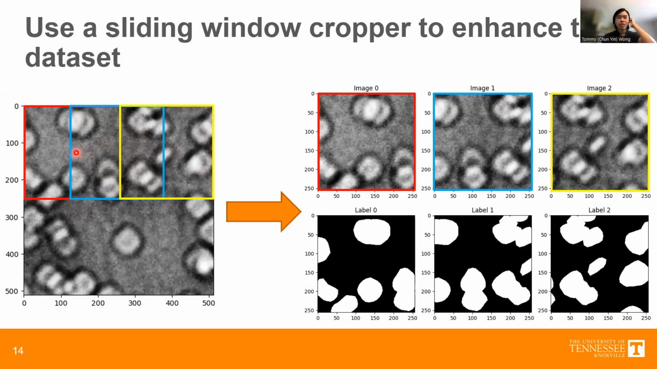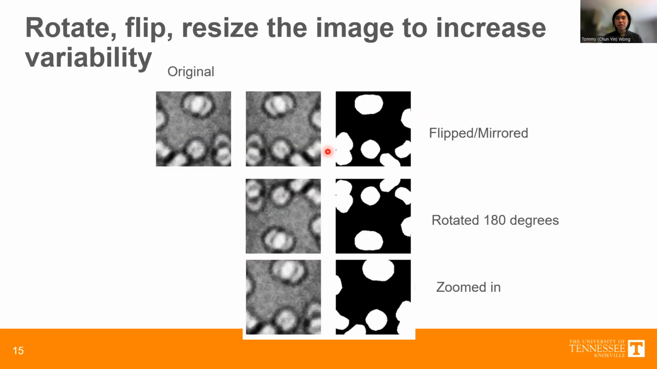Then you slide that window over the image, and from that you will generate 9 sub-images out of one single image. So you're increasing the amount of data, or at least the number of images, 9-fold, and you still have quite a number of features in a single image. So that's one way to enrich or augment your data.